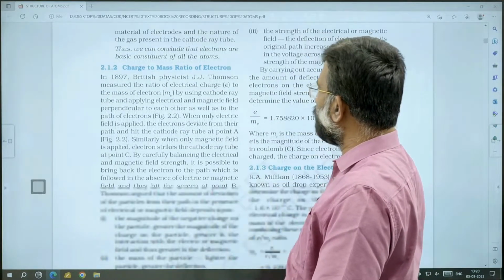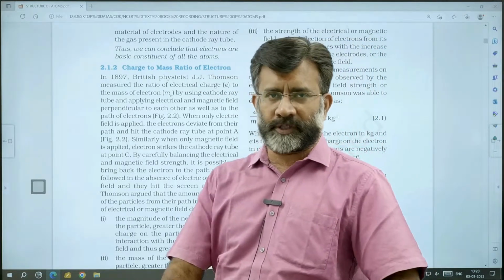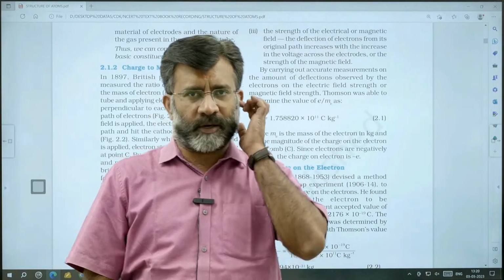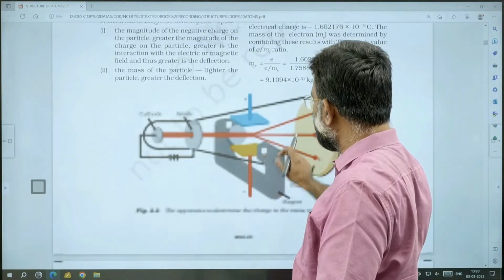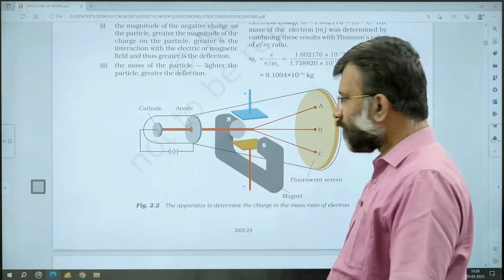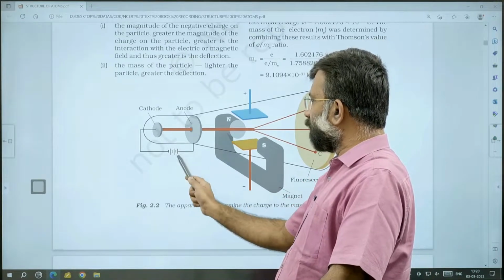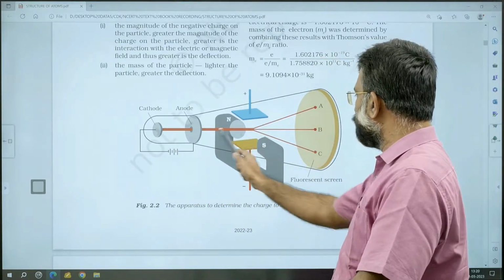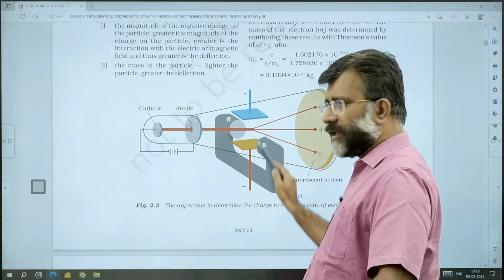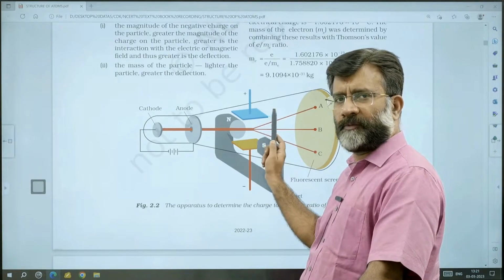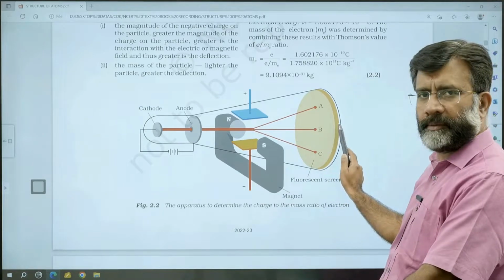And a very important experiment, the charge to mass ratio calculation, done by J.J. Thomson. I hope you remember the diagram. Within a cathode ray tube, a cathode ray is generated by producing a high voltage and is allowed to fall on a screen. A magnetic field and an electric field are provided. In the absence of electric and magnetic fields, they will travel in a straight line and fall at point B.